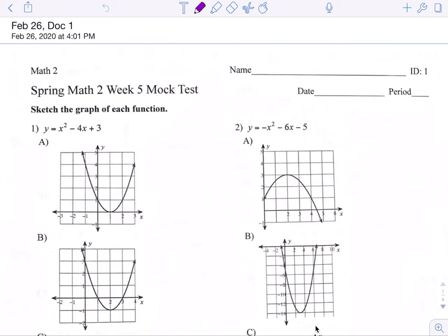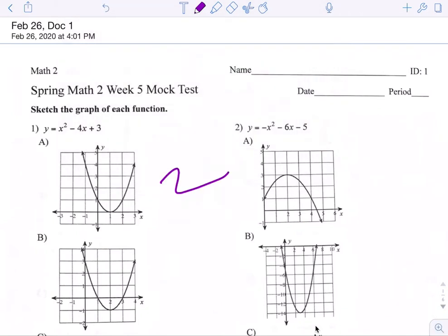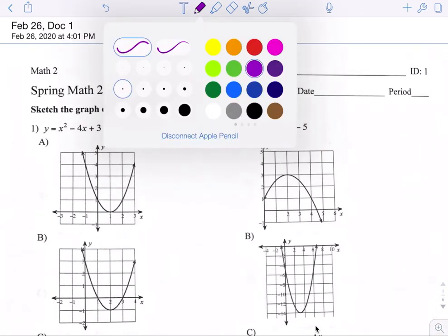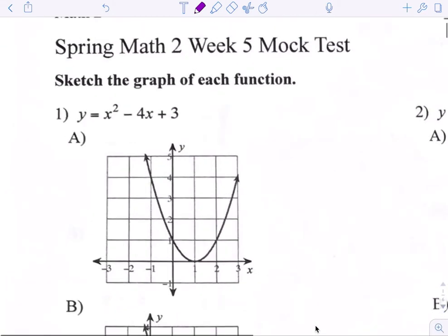This is Math 2 week 5 mock test. So first we're gonna go over the graphs, okay? All right, so number 1, you guys, this is in standard form, right? So this is in standard form.